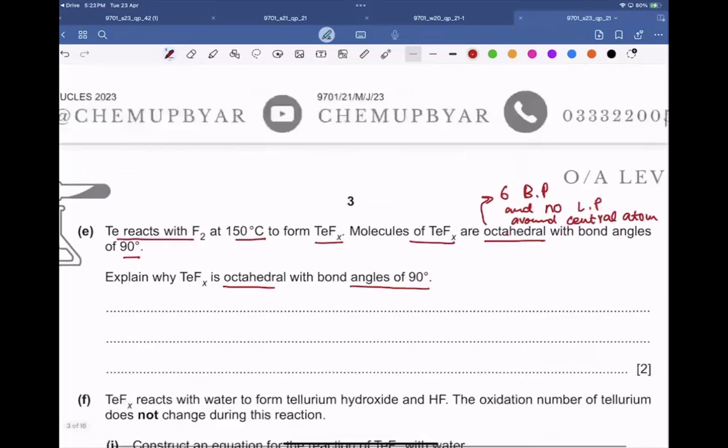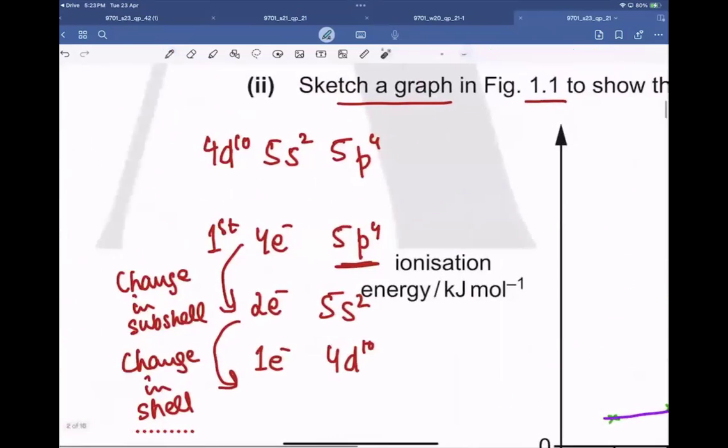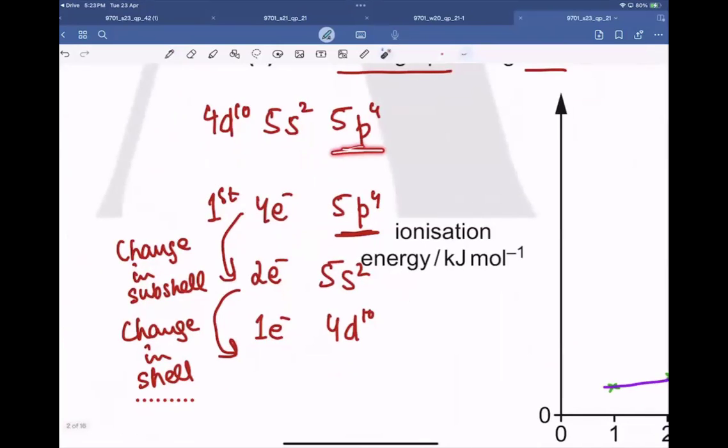Yes, Umar, because if you look at the 7th electron, from where the 7th electron is going to be released, the first 4 electrons are released from the p subshell of the 5th shell. Then the next 2 electrons are removed from the s subshell of the 5th shell. So the s subshell is a little lower in energy. So that's why the attraction would be a little stronger.